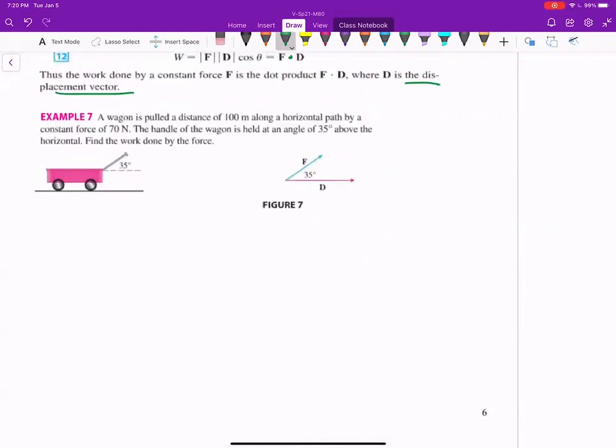A wagon is pulled a distance of 100 meters along a horizontal path by a constant force of 70 Newton. The handle of the wagon is held at an angle of 35 degrees above the horizontal. Angle is given, distance is given, force is given. Find the work done by the force.